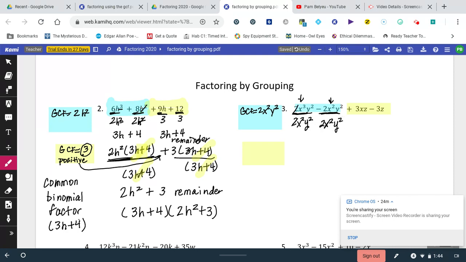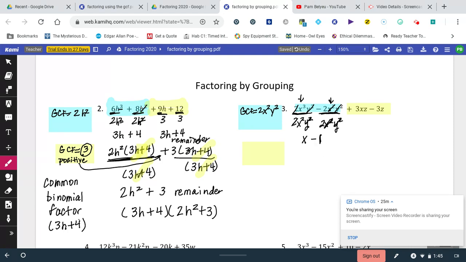These cancel. These cancel. So basically I end up with x cubed divided by x squared, which is just x because you subtract the exponents. Negative 2 divided by 2 is negative 1. You're going to have to put the negative 1 in this case because these cancel and these cancel, and there's nothing left, so you got to put the -1.